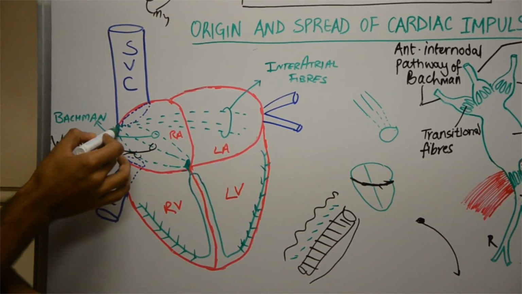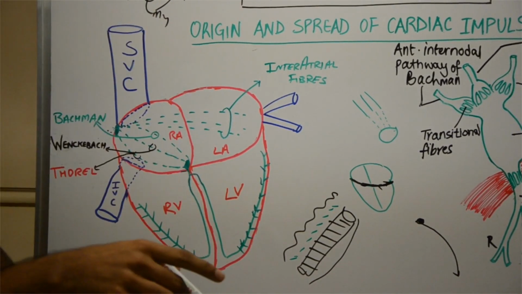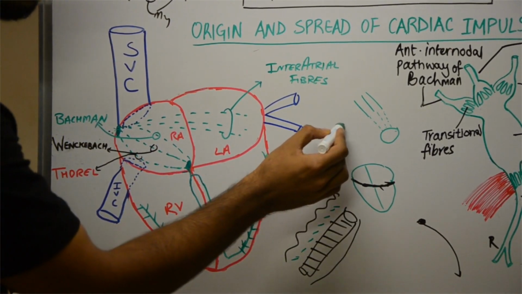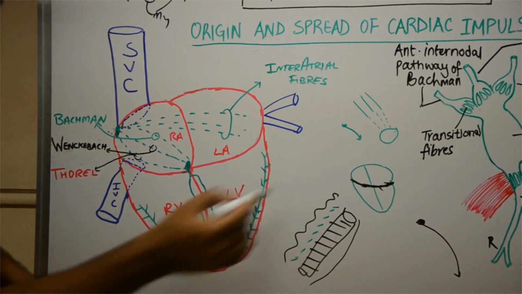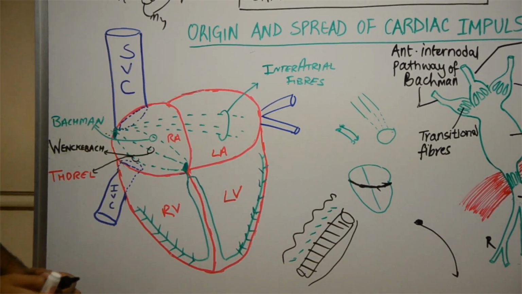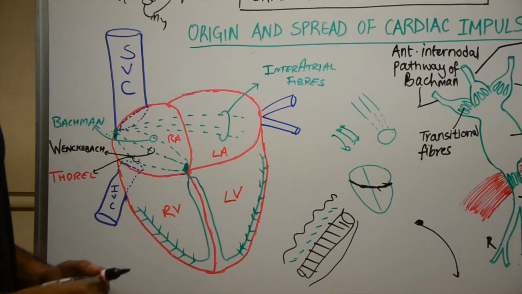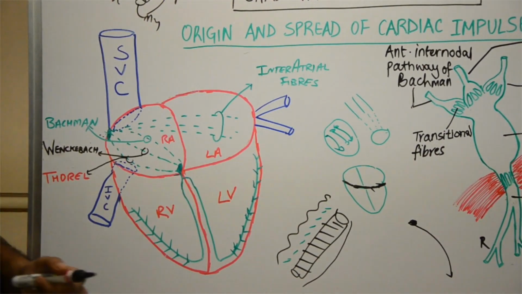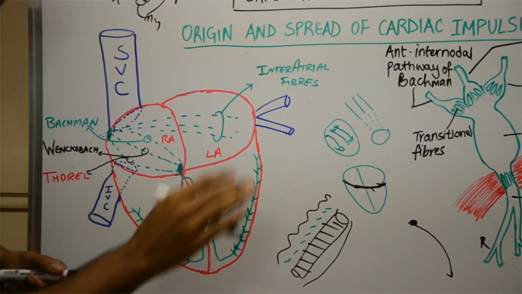So the pacemaker is the SA node because the heart beats at the rate at which the SA node fires. If the SA node fires once, there is one heartbeat. If the SA node fires again, there is a second heartbeat. If the SA node fires a third time, and so on, right? So the pace is made in the SA node, therefore the SA node is known as the pacemaker.